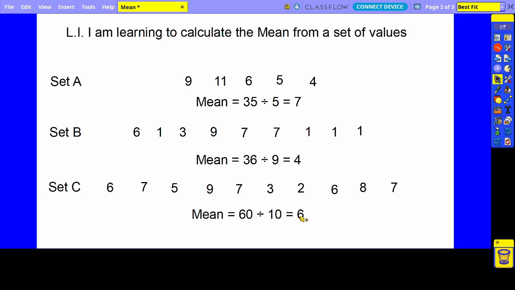So that's it, guys. To calculate the mean, add all your numbers together, and then divide by the number of numbers that you added.